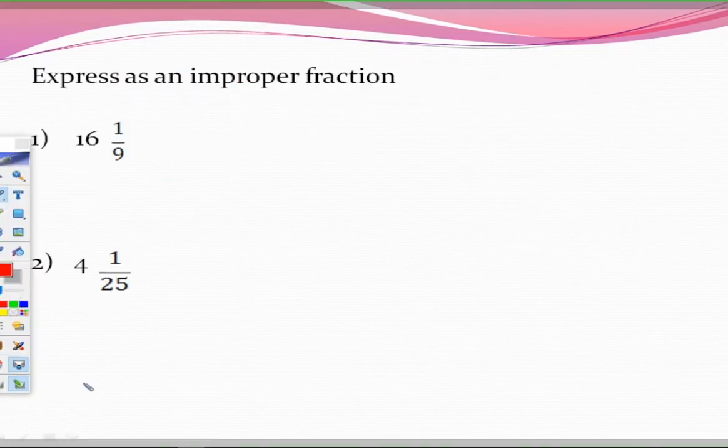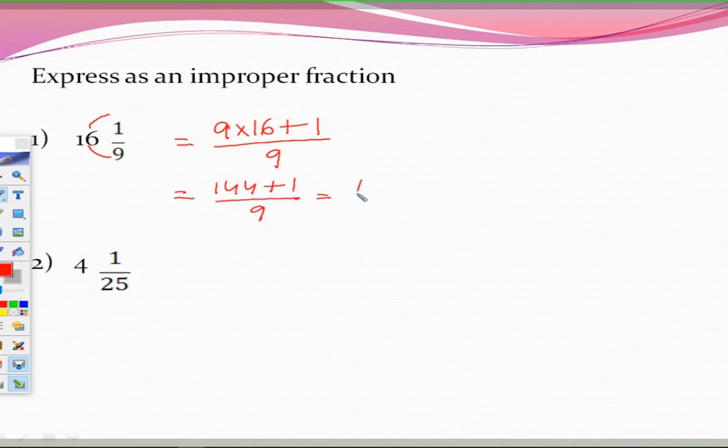Expressed as an improper fraction. Here you can see two mixed numerals are given and they are to be expressed as improper fractions. 16 1 by 9. So here you just remember the process. 9 into 16 plus 1 by 9. This is equal to 144 plus 1 by 9. This is equal to 145 by 9. Yes. Now we will try the next one.